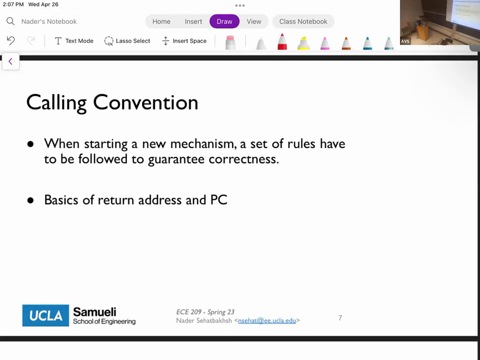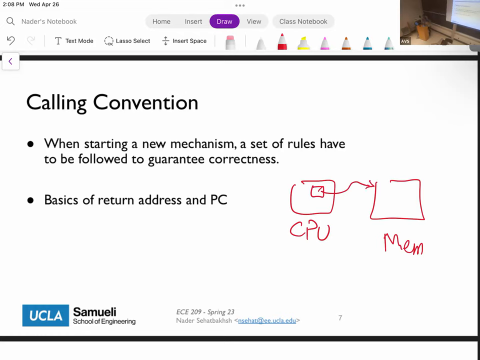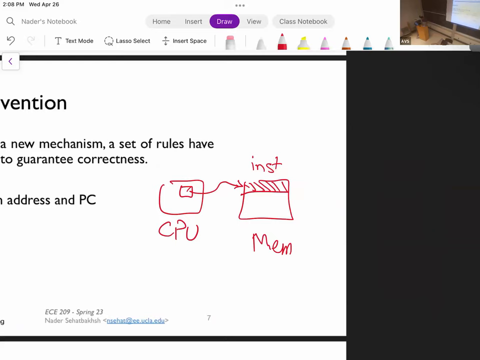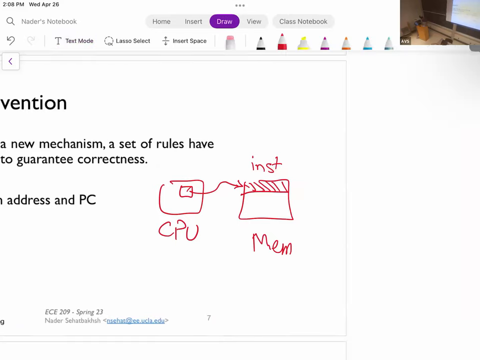I'll talk to you about the way that a program works. Essentially we have the CPU here and we have our memory here. The CPU has this special register called PC, which essentially just points to some part of the memory. And whatever it points to, we're going to read that one line of memory. We're going to bring that instruction back into my core, and I'm going to execute that instruction.